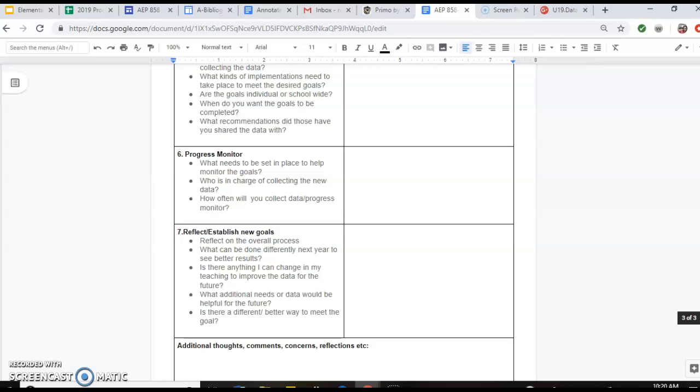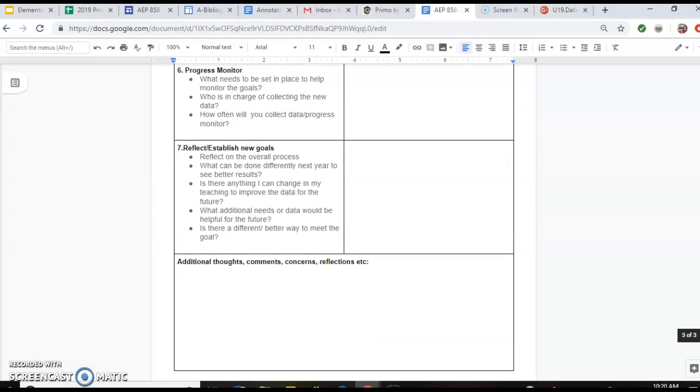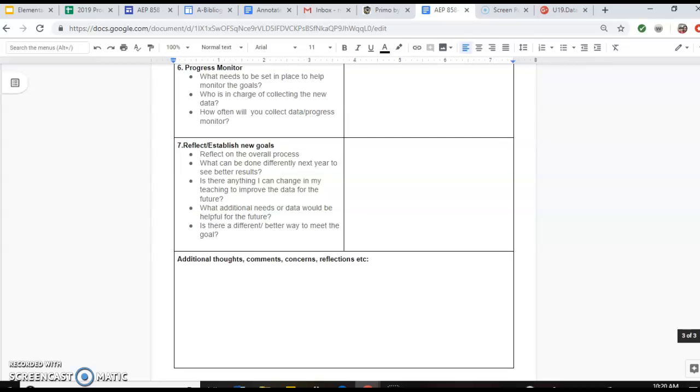So you've got to reflect, but you've also got to see what can be done differently next year to see better results. Is there different implementations? Are there different things that need to be done? Is there anything that you can change in your teaching to improve the data for the future? What additional needs or data would be helpful for the future? And then is there a different or better way to meet the goal? And then at the bottom, I just left a spot for teachers to put additional thoughts or comments or concerns.